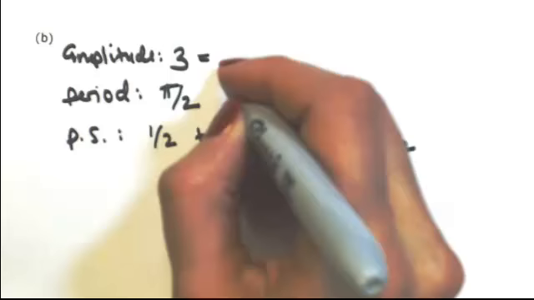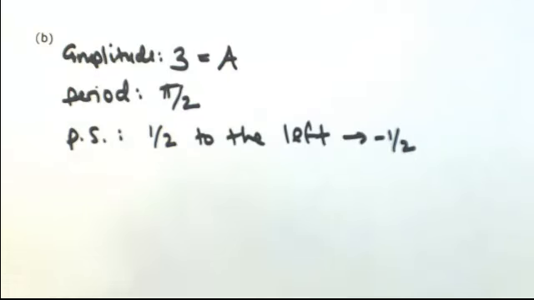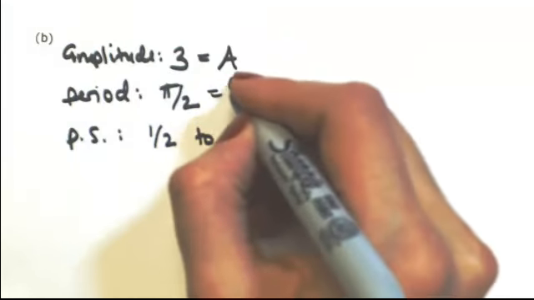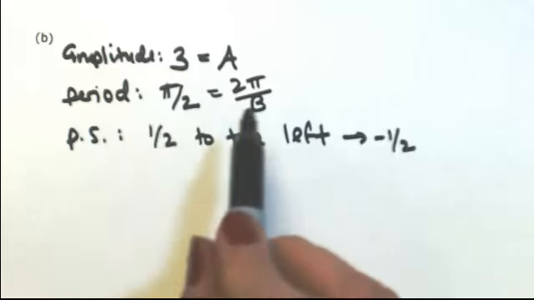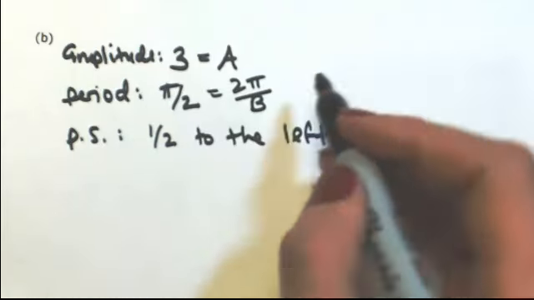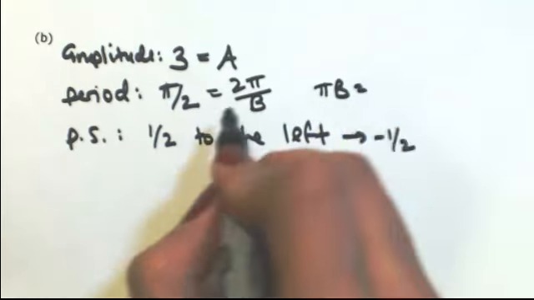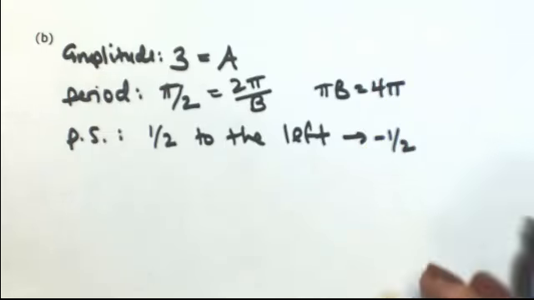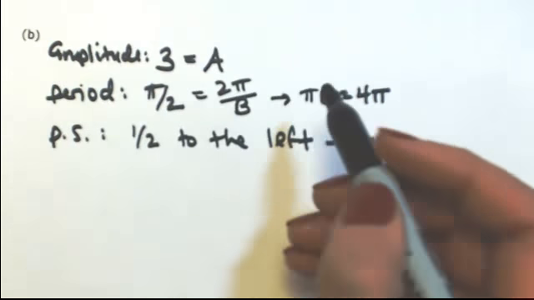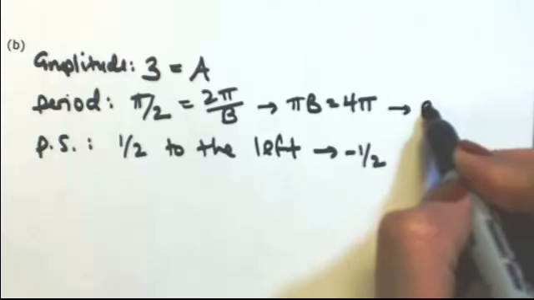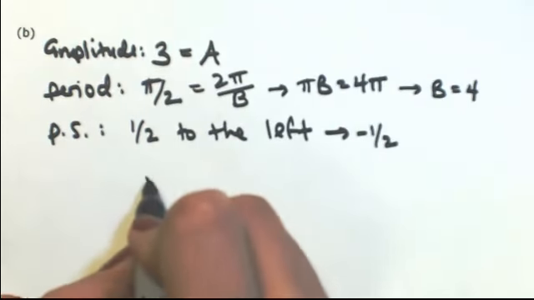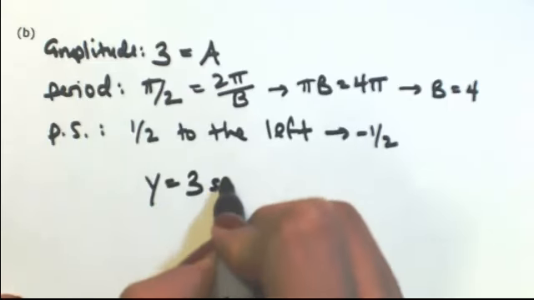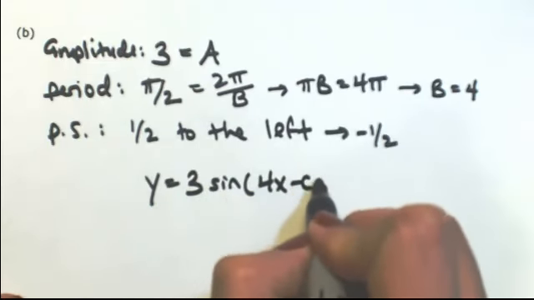Okay, so again, we know what A is based on the amplitude. Again, you could treat that as negative 3 if you want. The period is found by taking 2 pi divided by b. So let me solve for b in this equation. So pi times b is equal to 4 pi. So this means that b is equal to 4. So at this moment, we have y is equal to 3 times sine of 4x minus c.